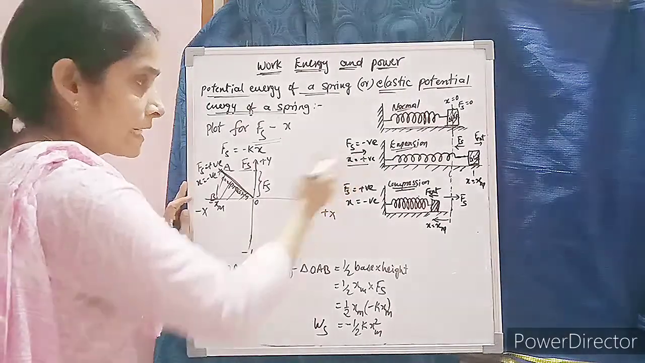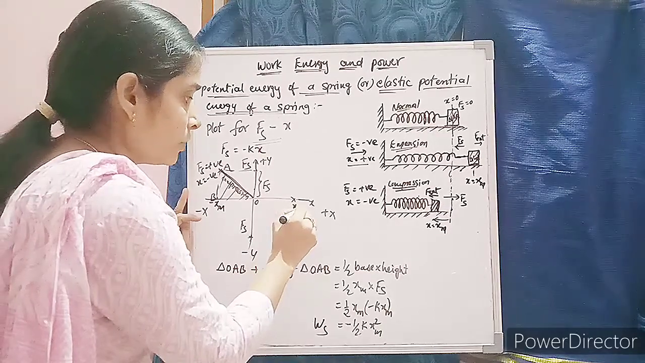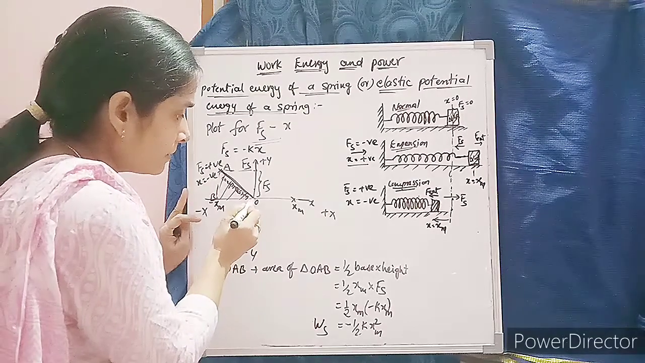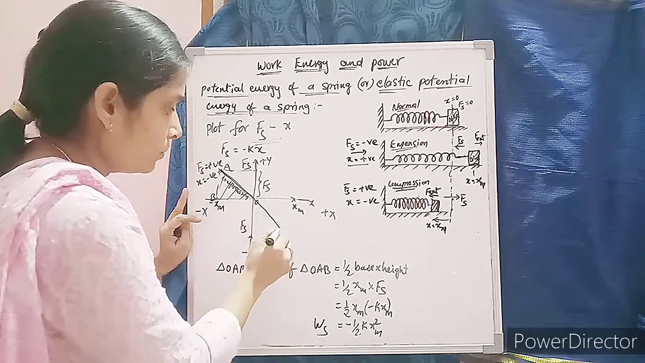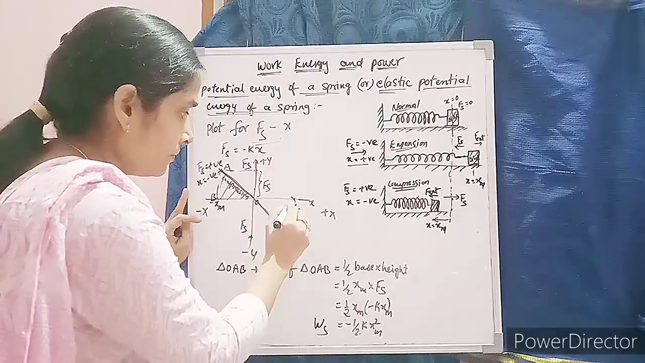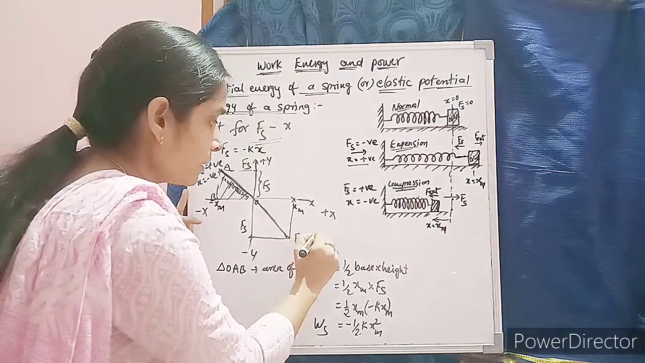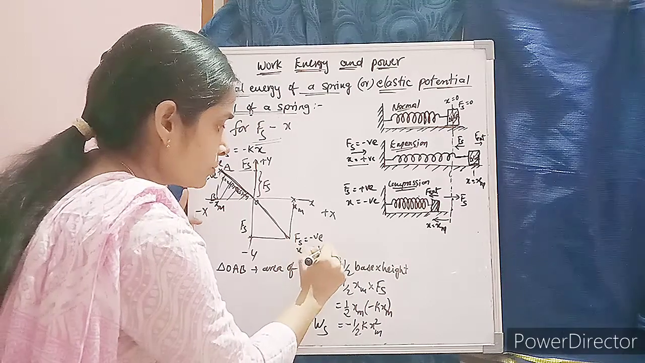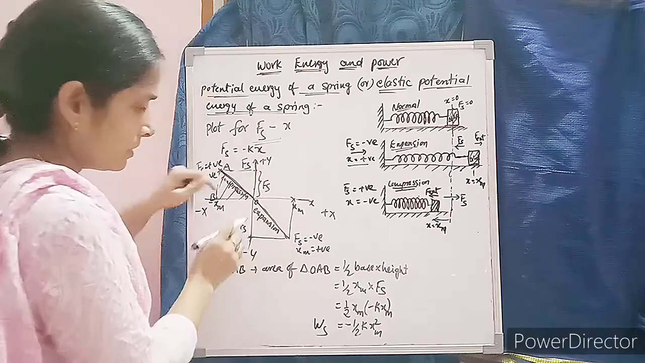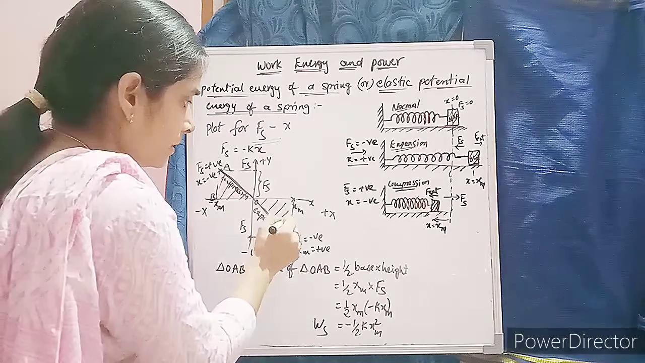Similarly for the expansion, Fs is along the negative y-axis and the displacement is along the positive x-axis. Now force and displacement vary linearly. This is the linear graph for Fs and xm. When the spring is expanded, Fs is negative and xm is positive. This is for the expansion. The area under this graph gives the work done. So what is the area under this graph?